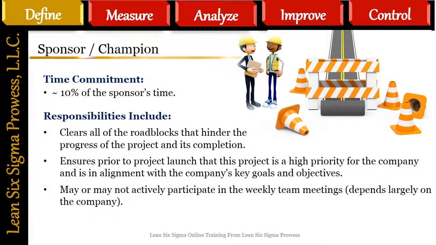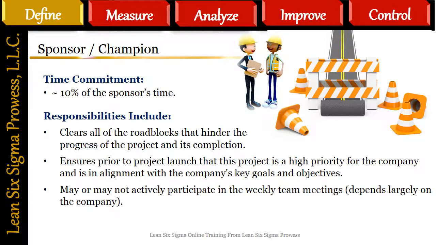Sponsor/champion. Time commitment. A Lean Six Sigma project takes up about 10% of the sponsor's time. Responsibilities include: The sponsor's main objective in a Lean Six Sigma project is to clear the roadblocks that hinder the progress of the project and its completion. If, for example, a project requires a capital expense, it is up to the sponsor to ensure these funds are available. The sponsor is also responsible for ensuring, prior to project launch, that this project is a high priority for the company and is in alignment with the company's key goals and objectives.